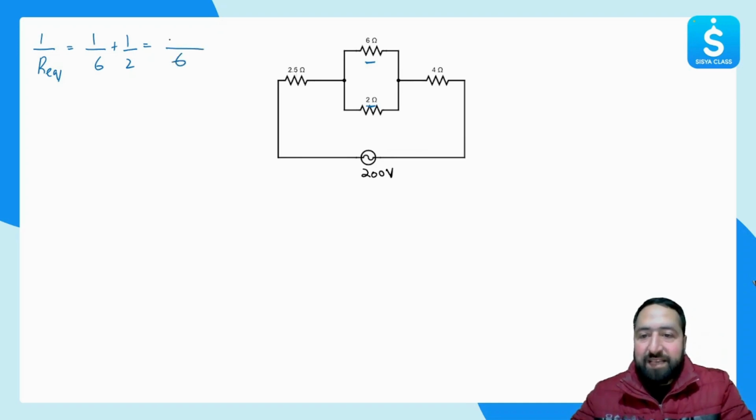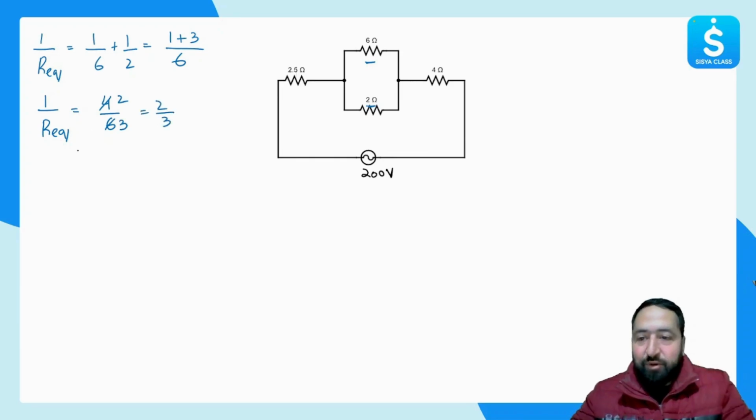And 6 divided by 6 is 1, plus 6 divided by 2 is 3. Got it? So 1 divided by R equivalent will be equal to 1 plus 3, which is 4 divided by 6. So it comes like this: 2, 2, 4, 2, 3, 6. So 2 divided by 3.